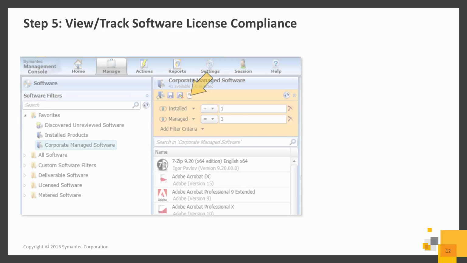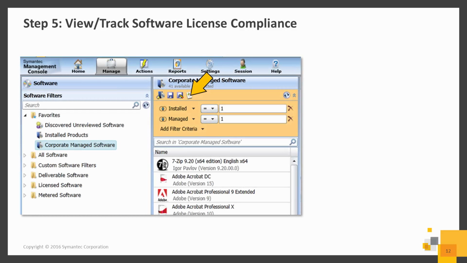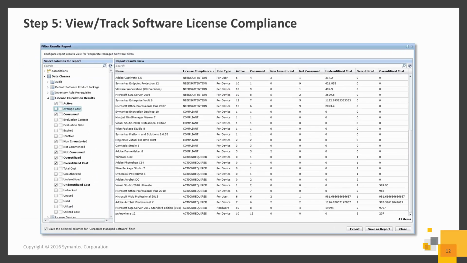In the Filter Target Results Report dialog box, you can configure a detailed report for a computer filter, target, or software filter. To open the dialog box, right-click on a computer filter, a target or software filter, and then click View Results Report. In the Filter Target Results Report dialog box, you can see the following sections. In the Select Columns for Report section, you can see the associations, data classes, and new views for reporting. The Report Results View section displays results depending on the item that you choose on the left section.